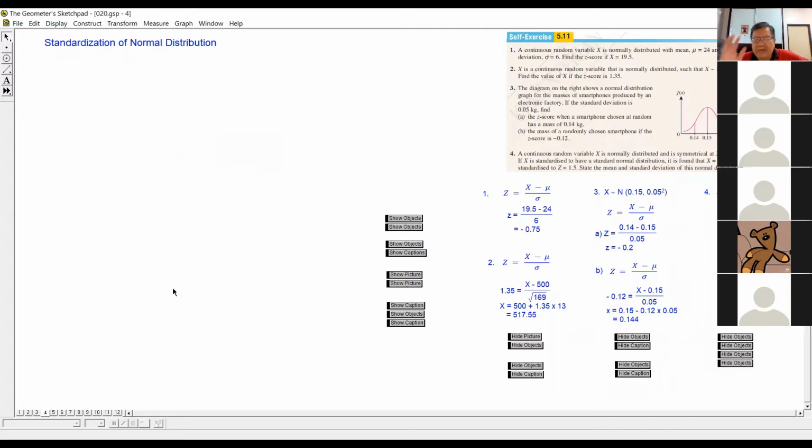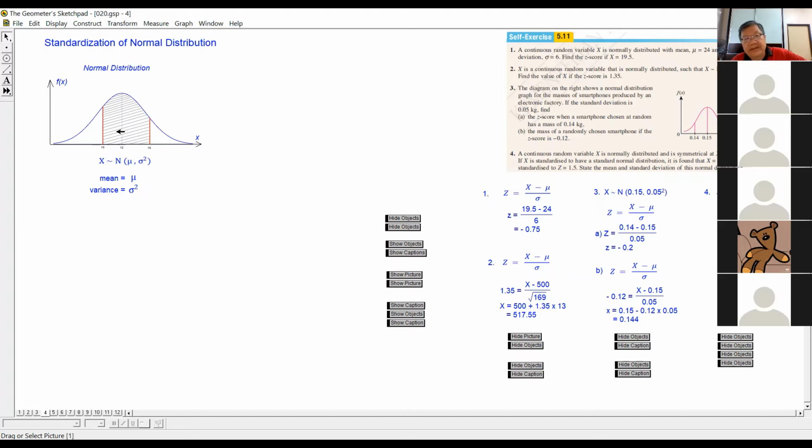But the table and the calculator only give us one normal distribution. That normal distribution is the standard normal distribution, right? Now, our normal distribution is something like this. The mean is 12. We have one mean and one standard deviation. This normal distribution, which has the mean equal to mu and the variance equal to sigma squared, is the normal distribution that we encounter every day.